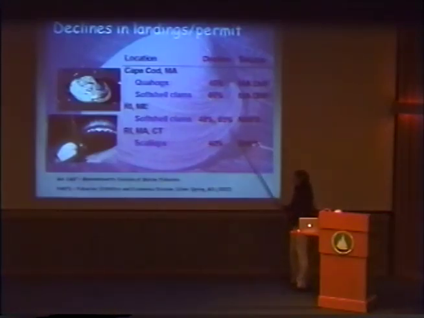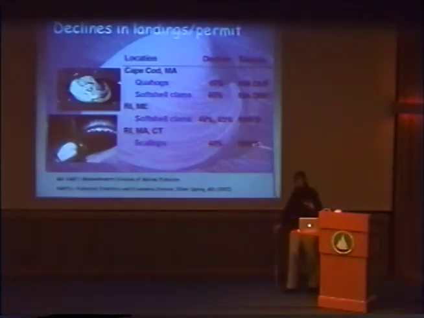And what I found was here on Cape Cod, we've seen a 40% decline in quahog stocks and a 60% decline in softshell clams. And then when I broadened my search a little bit, I found that in Rhode Island and Maine, we can find a decrease of about 50 and almost a 70% decline in softshell clams. And then if we look at Rhode Island, Massachusetts, and Connecticut, scallops have decreased by as much as 40%.